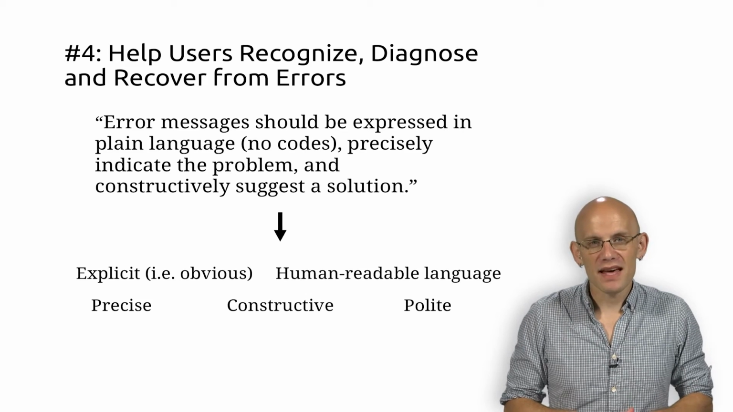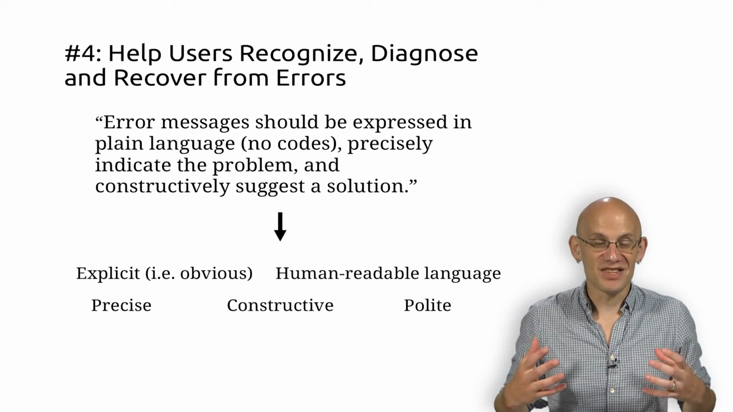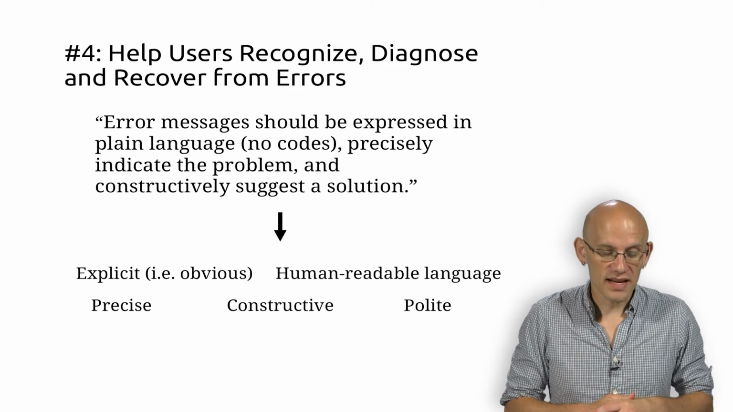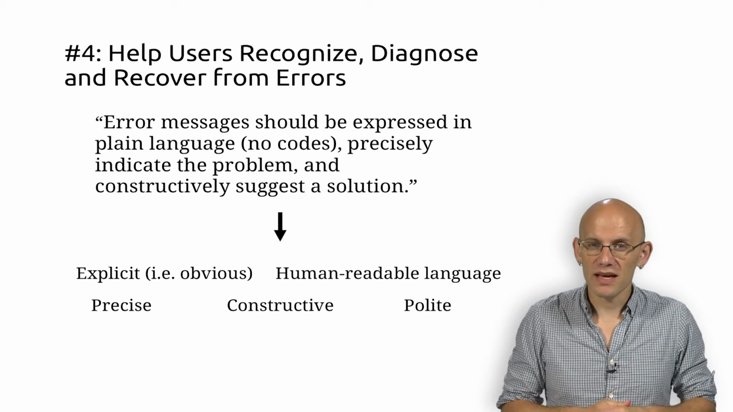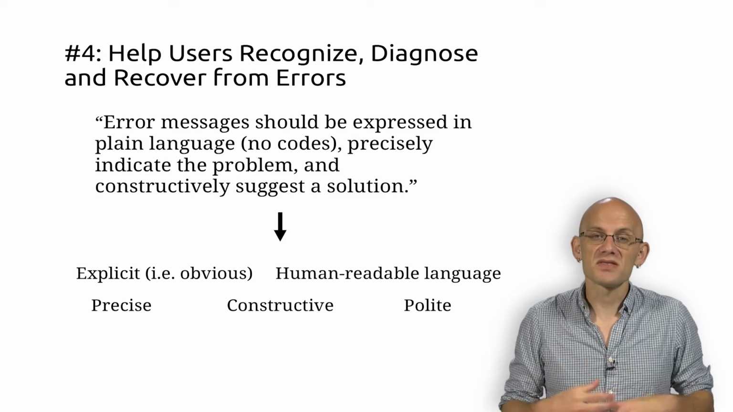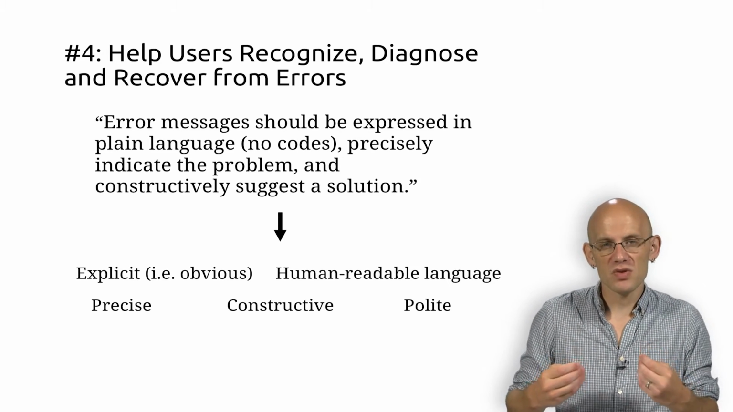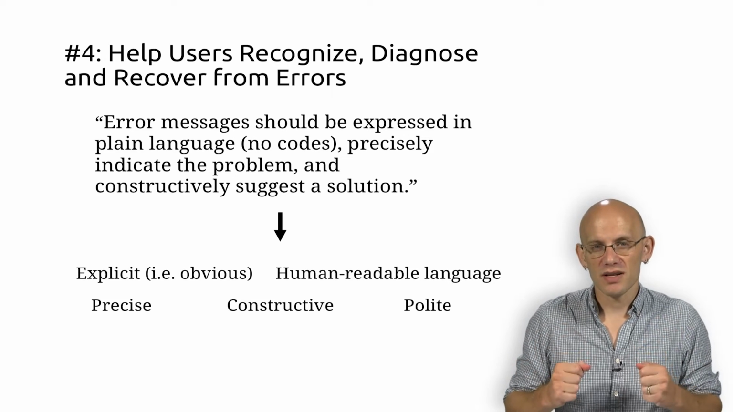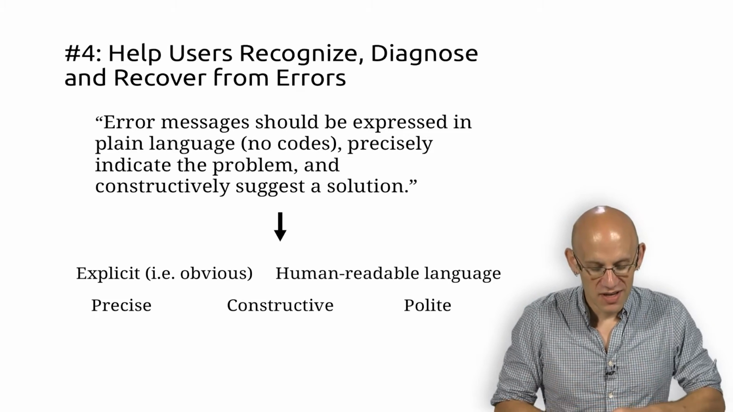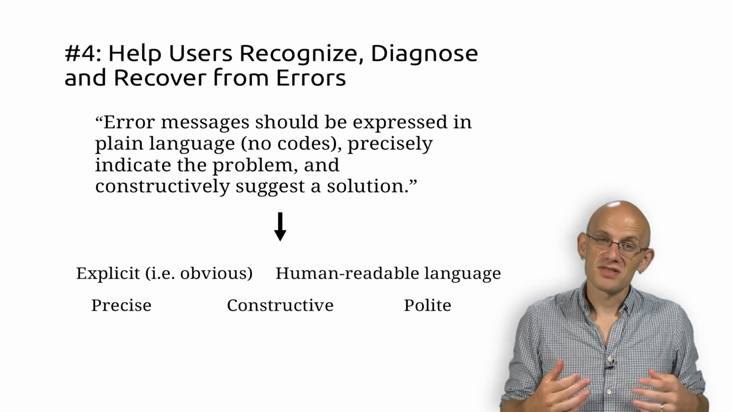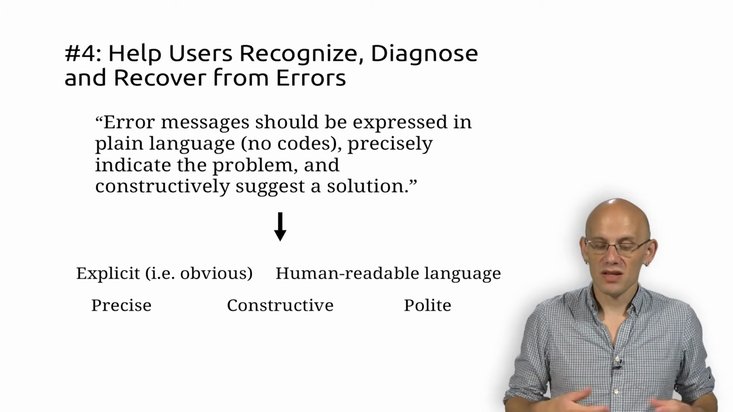The first property is that error messages should be obvious. It should be very clear that an error occurred, right? The second property is that error messages should use human-readable language. This is sort of a direct response to this no-codes notion, but goes beyond that, right? The error message should use language that your users will understand without any effort. The third property here is that error messages should be precise. It shouldn't just say error. It should say specifically what happened.